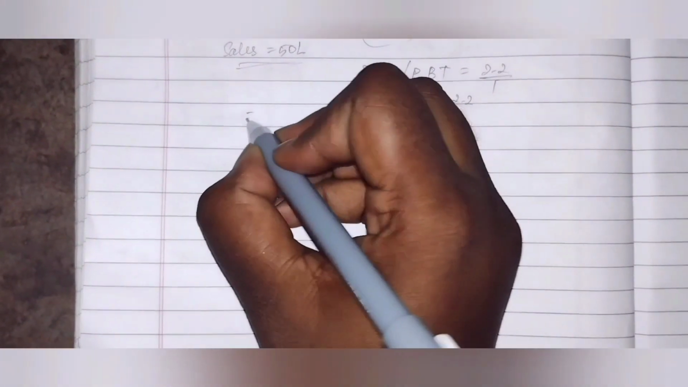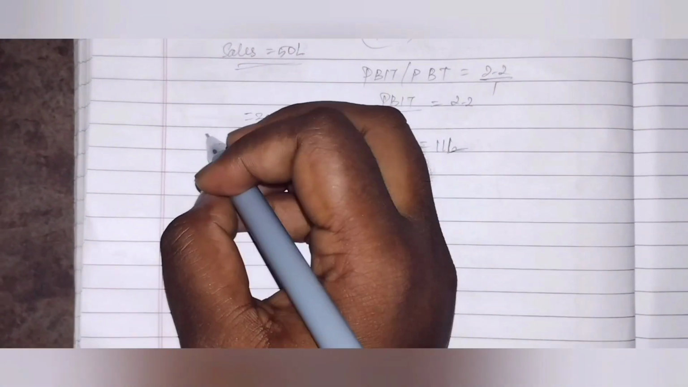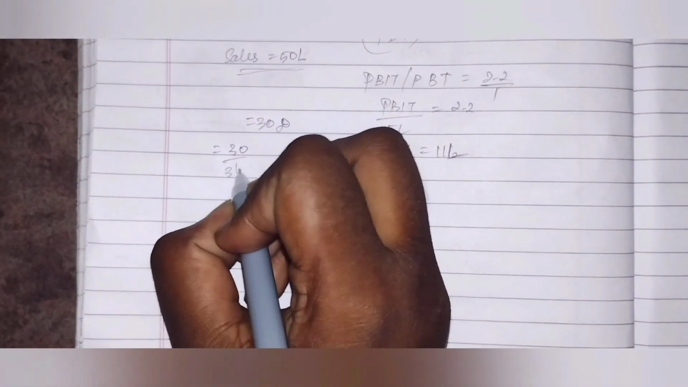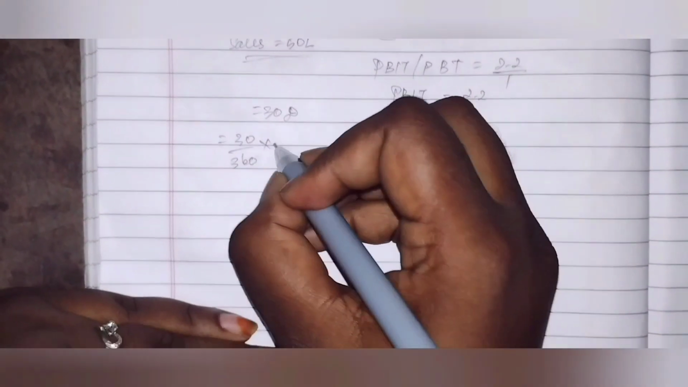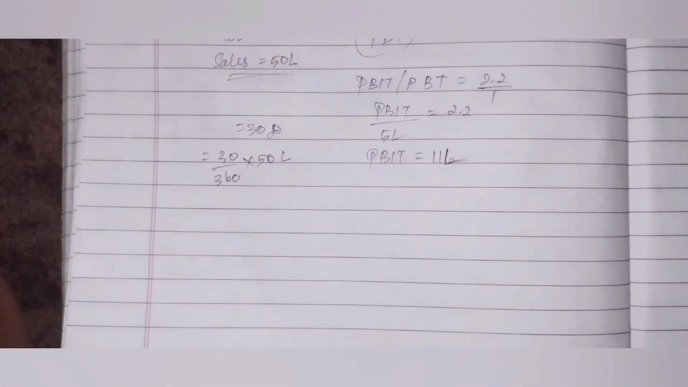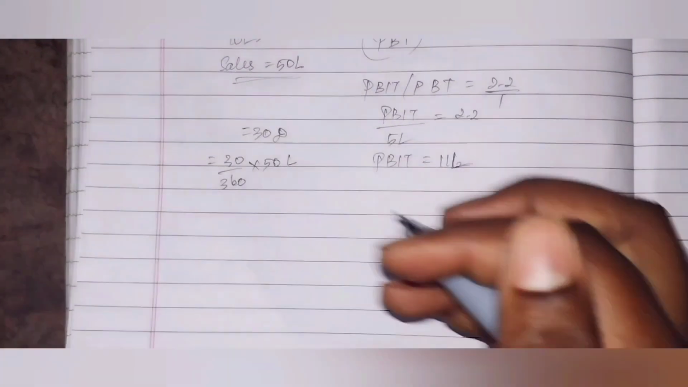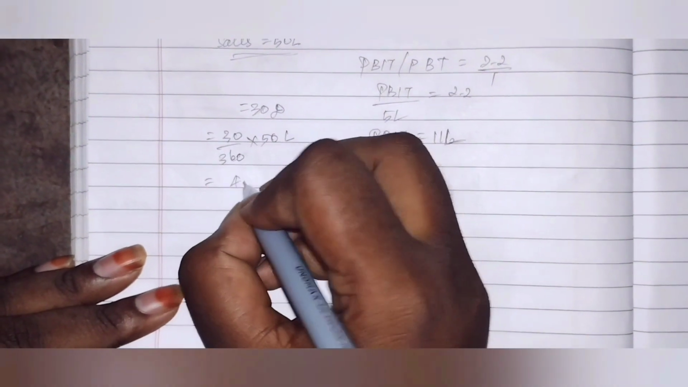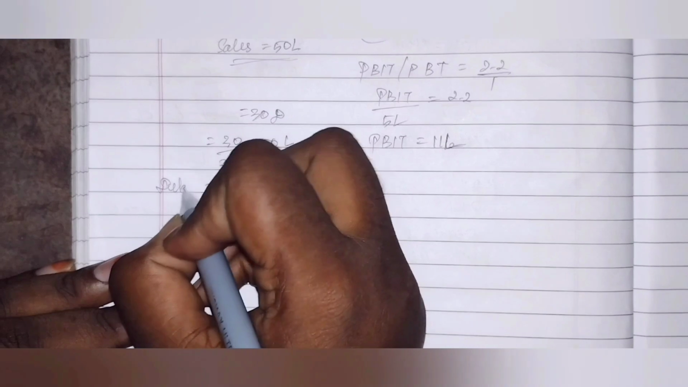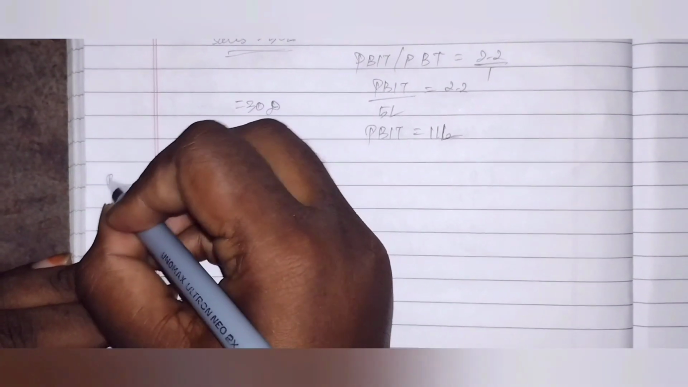Collection period is 30 days. Debtors is 30 by 360 into sales, which is 50 lakh. When we multiply and divide this, we will get 4 lakh 16,667, which is debtors or receivable, whatever we can call it.